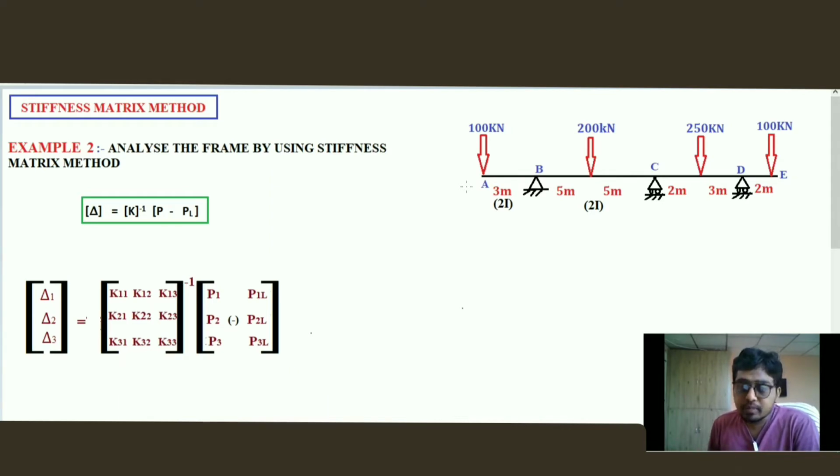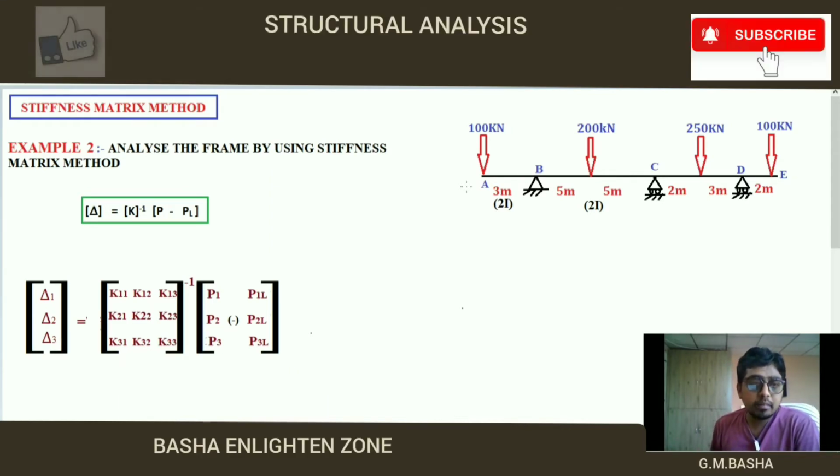In this lecture, I would like to show another example, that is example 2 based on the stiffness matrix method. Already in the last lecture, I cleared the basic concepts of the stiffness matrix method: introduction, formula, all the things. At the same time, I solved one example based on those stiffness matrix method.